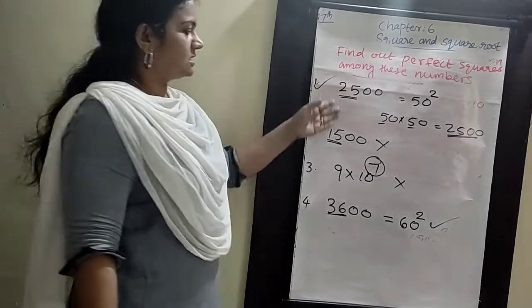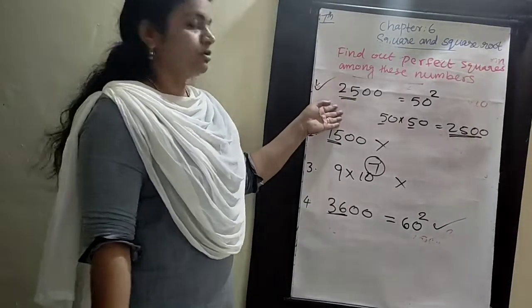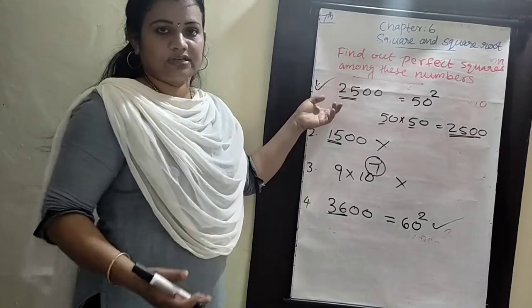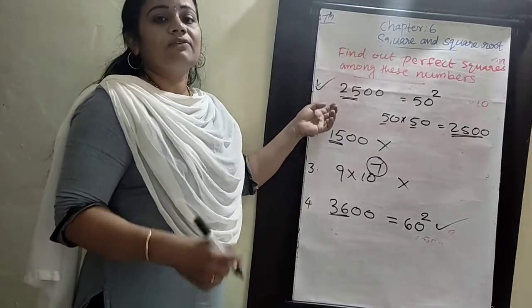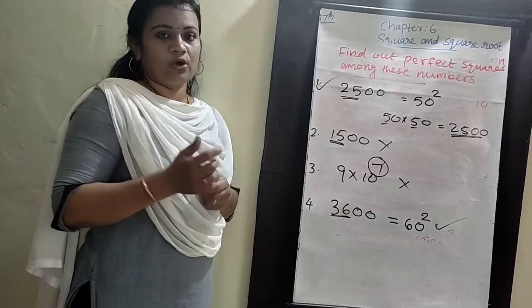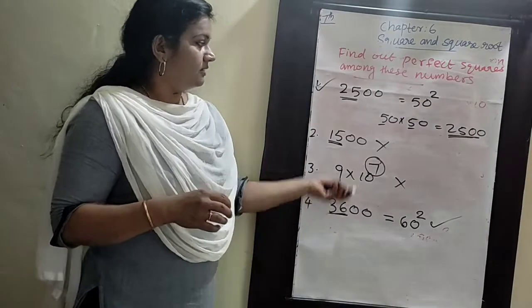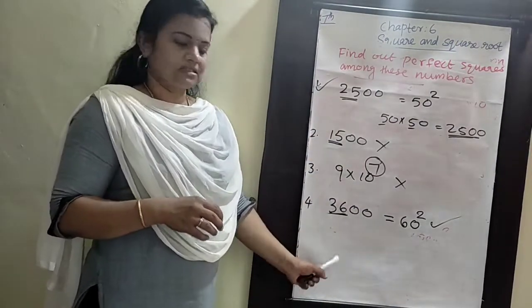Like this question, so many questions are given in your textbook, you do them. Then decide whether the given number is a perfect square or not. Understood? First of all, you should learn by heart the perfect squares from 1 to 10. Then you can easily get these answers.